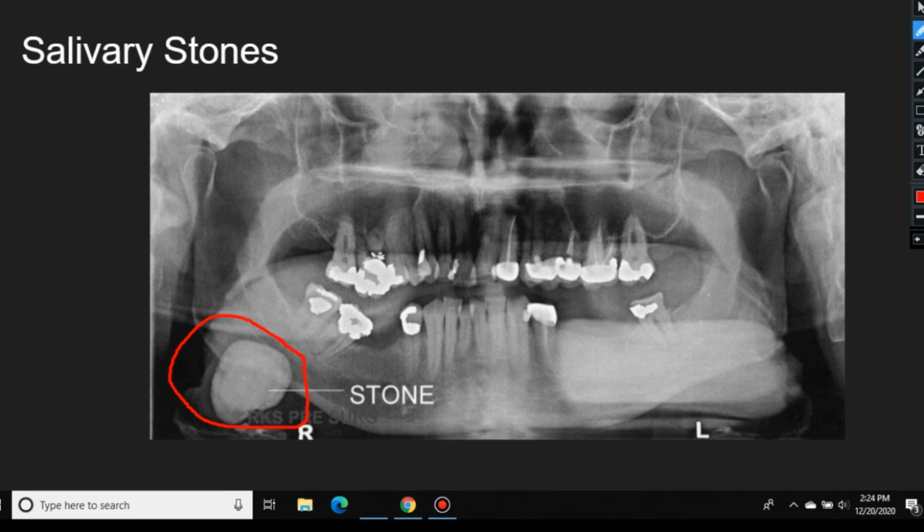For treatment of the stone, the goal is to get rid of it. So they may do a couple different things. One thing is that they could encourage the patient to suck on lemon or sour candies. This can cause the stone to kind of dissolve and pass on its own. In other cases, the doctor may be able to massage the stone and push the stone out of the duct. So these are the least invasive procedures. If the stone is larger, the doctor may have to make a small incision in the mouth to remove the stone.